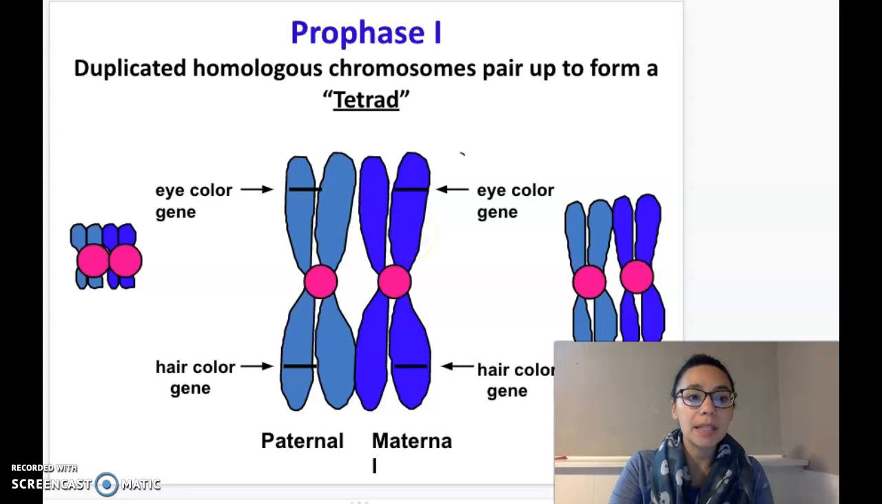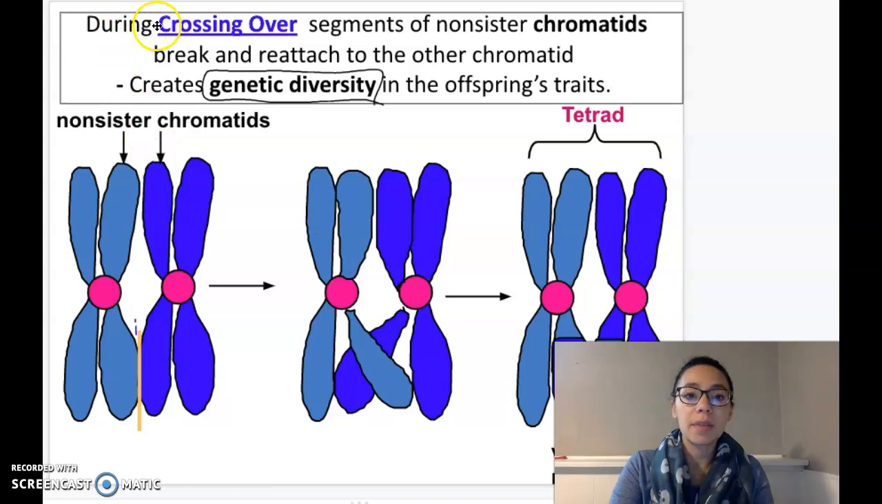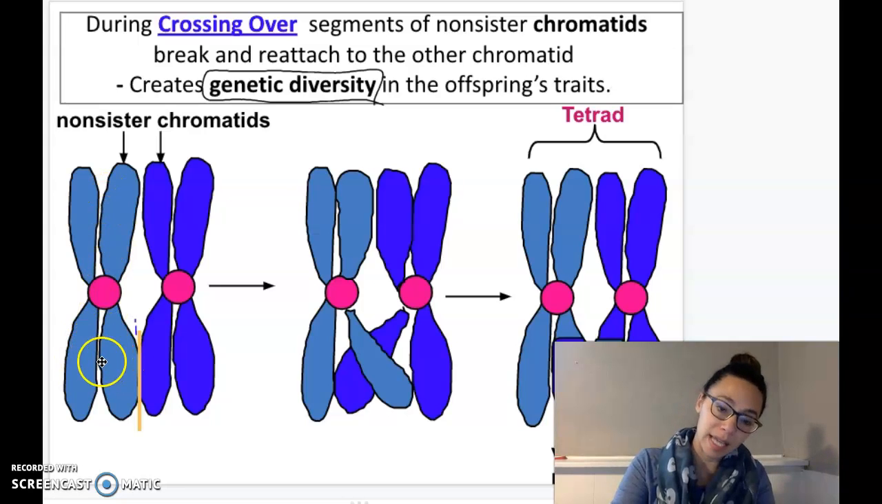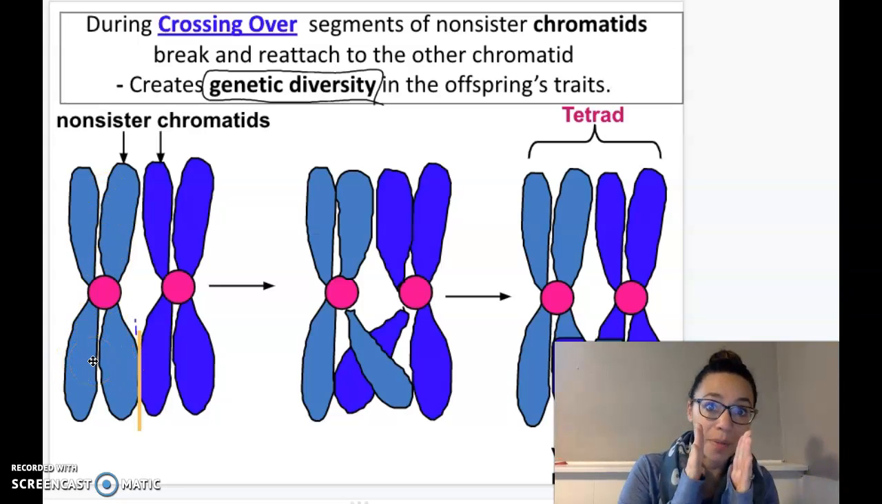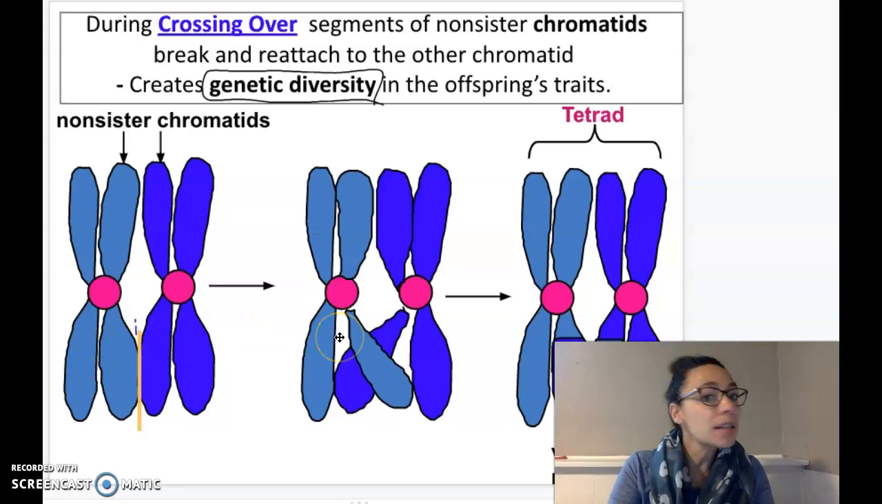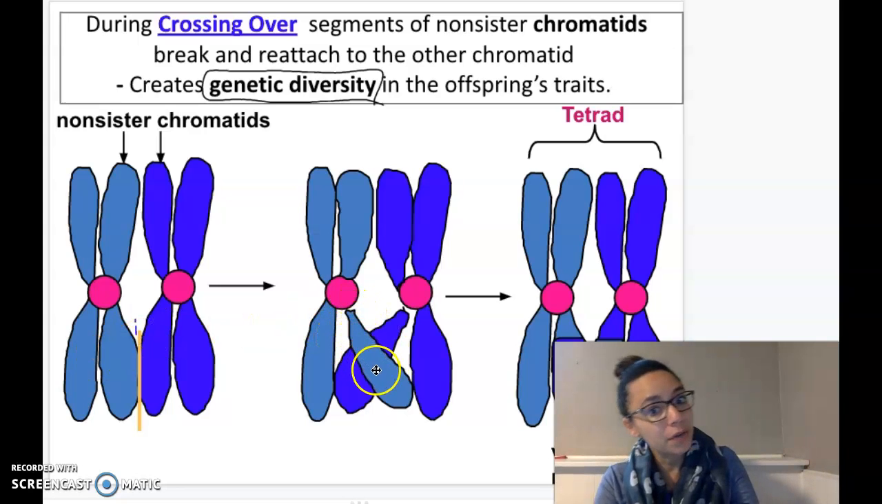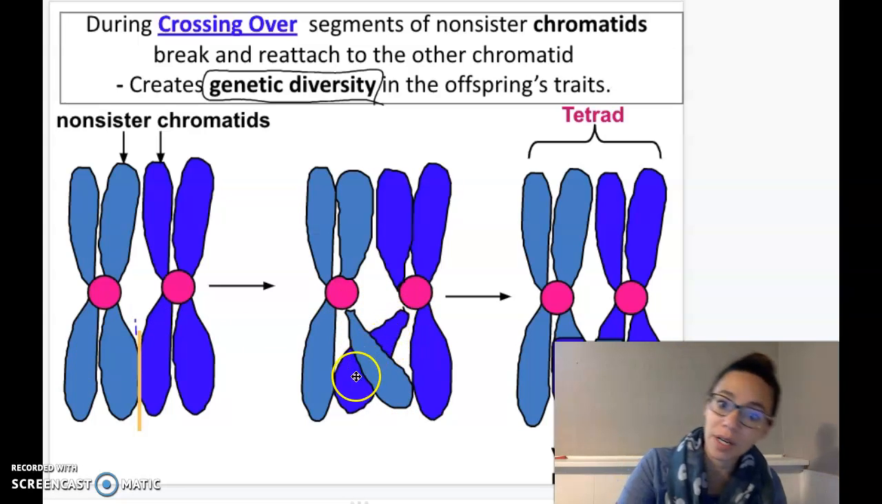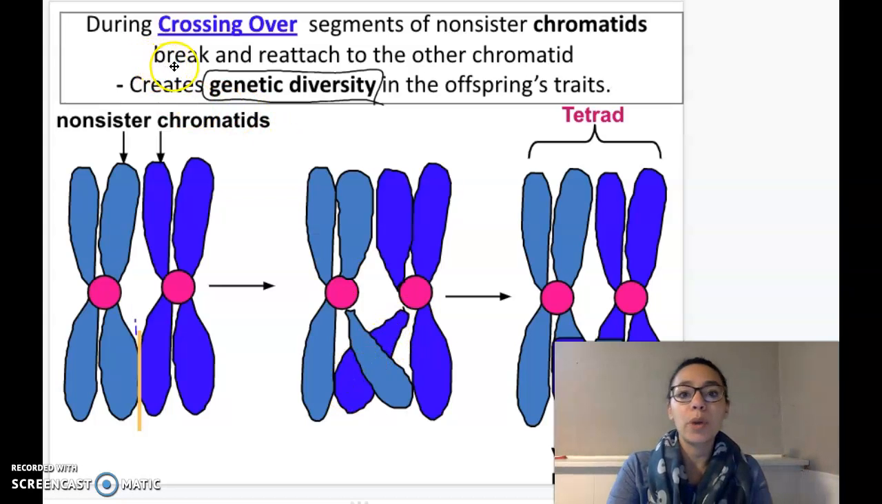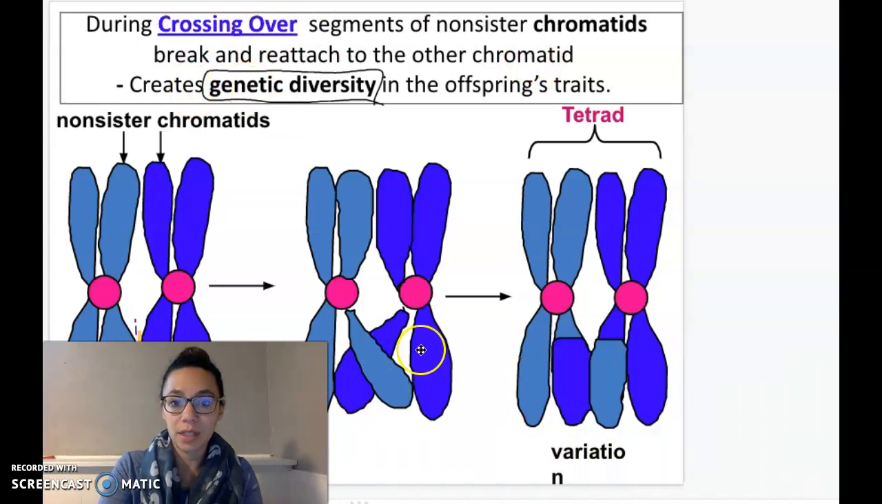So what happens in this tetrad is something called crossing over. During crossing over, segments of non-sister chromatids break and reattach to the other chromatid. Sister chromatids are the ones on the same chromosome, and those are exact copies of one another. Non-sister chromatids would mean one from one chromosome, one from another chromosome. So this creates genetic diversity. Let's see how that's happening here.